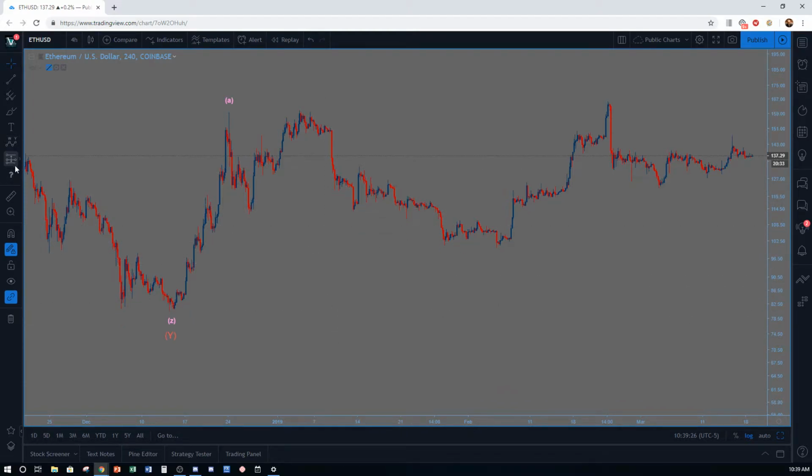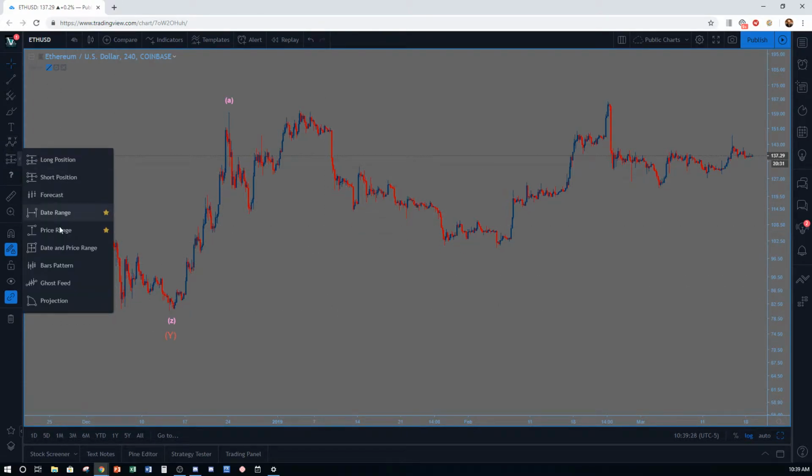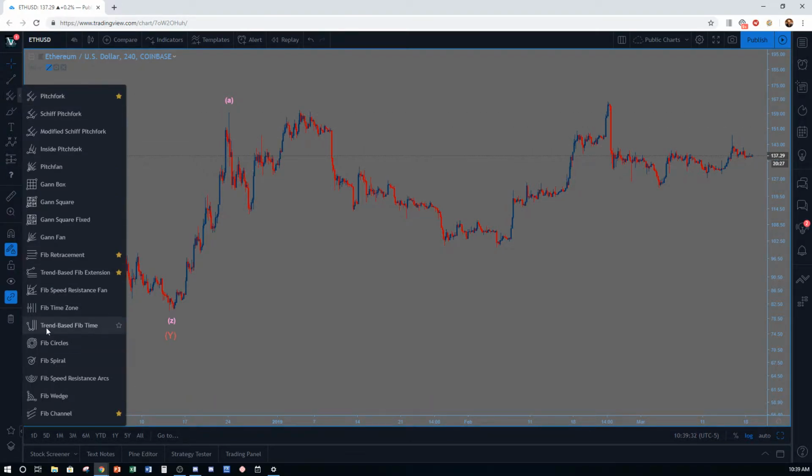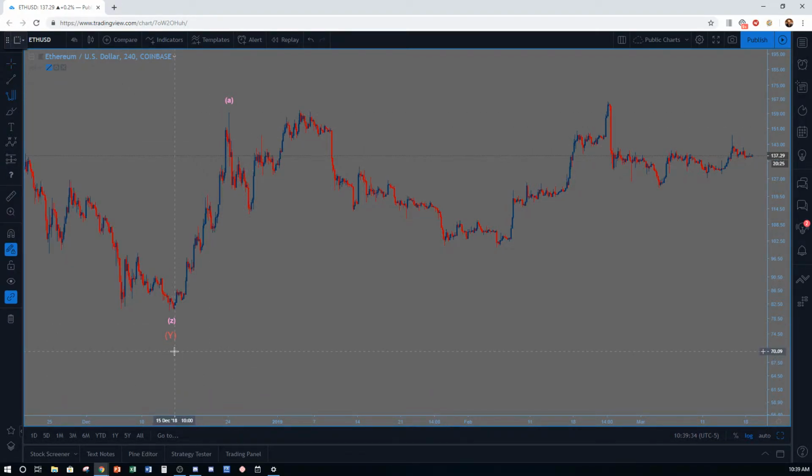Time analysis becomes critical at this point for me. Sorry, wrong selection of tools. So we're going to measure the time of the A wave. And typically I expect the B wave to be at least 3 times as long. That's not necessarily a rule. Minimum would be 1 time as long, the same length of time as the impulse up.